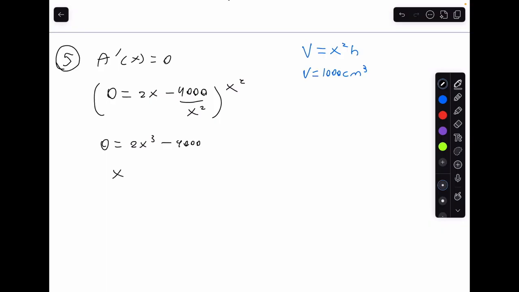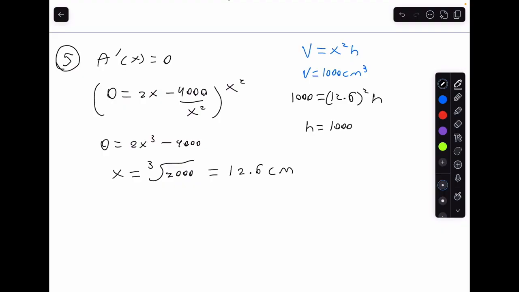Solving for x and taking the cube root, x is equal to the cube root of 2,000, and the cube root of 2,000 is equal to 12.6. Let's remember that this is in centimeters. So let's sub x back into this formula to get the height. So we have V is 1,000, and then x is 12.6, and in this case we're dealing with x squared, and then we have h. So solving for h, we have 1,000 over 12.6 squared, and this comes out to be approximately 6.3 centimeters.